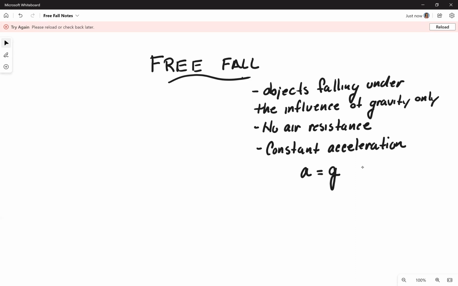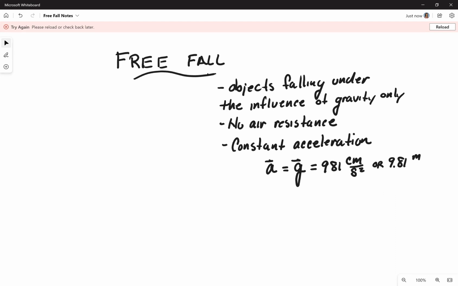We give it its own letter because it is constant, and all acceleration is a vector quantity, it has direction. This equals 981 centimeters per second squared, or 9.81 meters per second squared. Remember, that means 981 centimeters per second, or 9.81 meters per second.